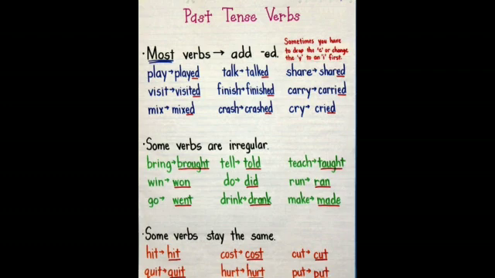Some verbs remain the same, such as hit, then cost, cut, put, hurt, and so on. But for some irregular verbs, their spelling changes completely. For example, teach, taught, run, ran, make, made, drink, drank, do, did, tell, told, go, went, and so on.